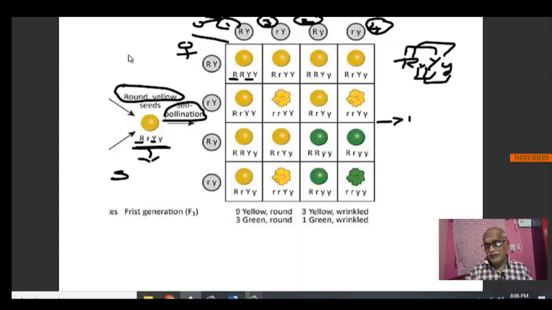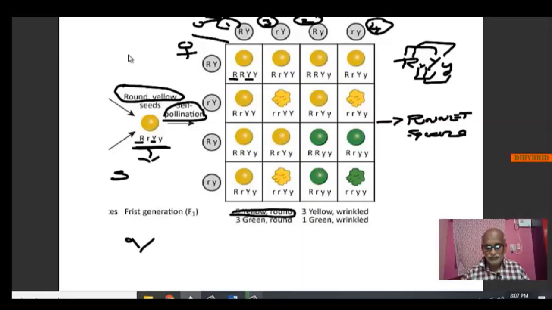Already we saw a Punnett square in the monohybrid cross. So now we have at least one capital R and one capital Y. All of these become round yellow. So out of 16, we have 9 round yellow. So that is 9 by 16. They will at least have one capital R and one capital Y, irrespective of the other. We don't bother about the second one. Whatever it is, it is going to be round yellow.